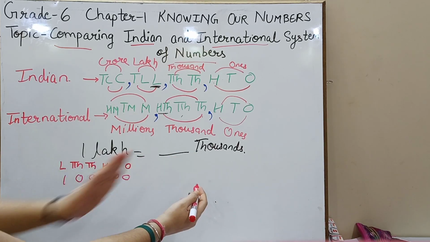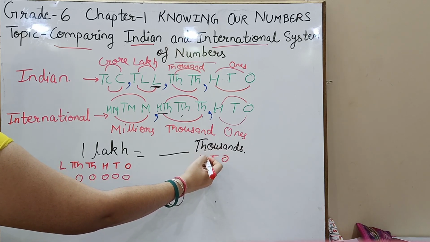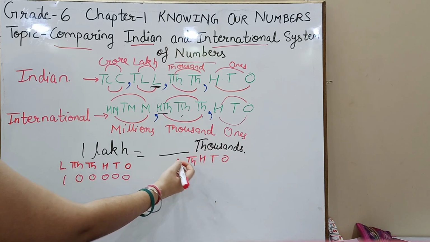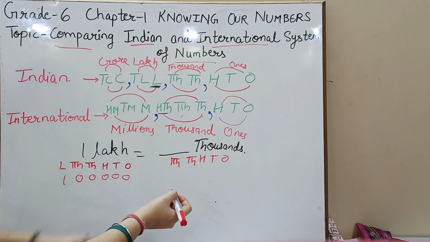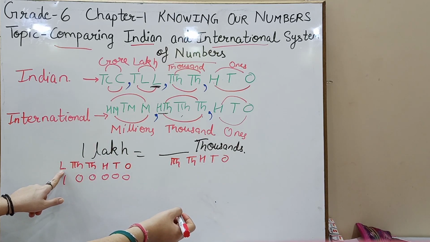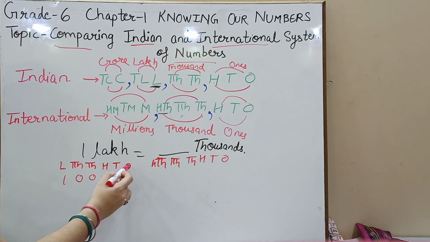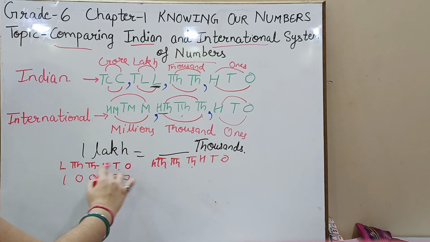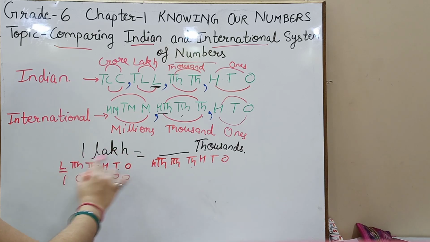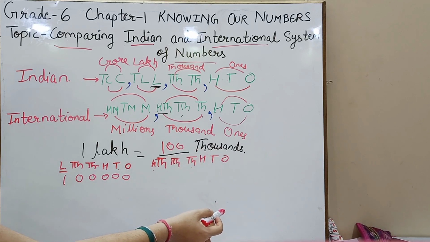Now they are saying dash thousands. Once we compare it with the international number system: ones, tens, 100, 1,000. Now as you can see there are 4 digits. After that 10,000, 5. Now in order to get lakhs, how many thousands should be there? So we are going to write it as 100,000. As you can see, ones compared with ones, tens with tens, hundreds with hundreds, 1,000 with 1,000 and lakhs with 100,000. So 1 lakh is going to be equal to 100,000.